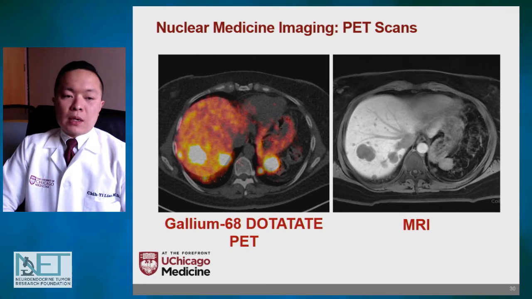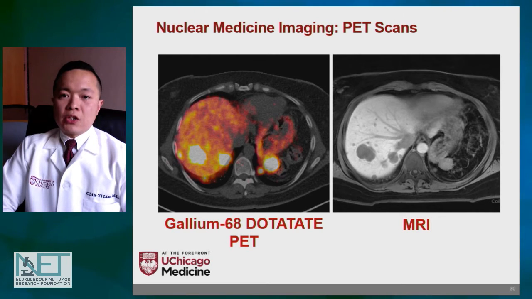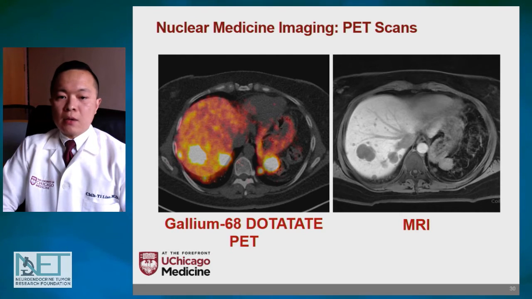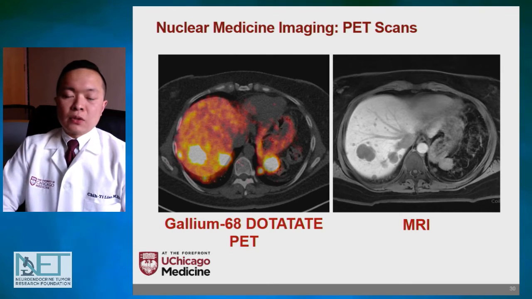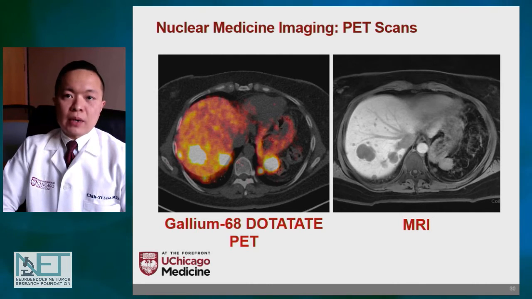Another type of imaging we can use for diagnosis and staging is functional imaging done by nuclear medicine. And so these are called PET scans. Here is a type of PET scan called gallium-68 dotatate PET scan, which we use commonly for neuroendocrine tumor patients. This is a type of PET scan that takes advantage of the fact that the neuroendocrine tumor cells express the somatostatin receptor.